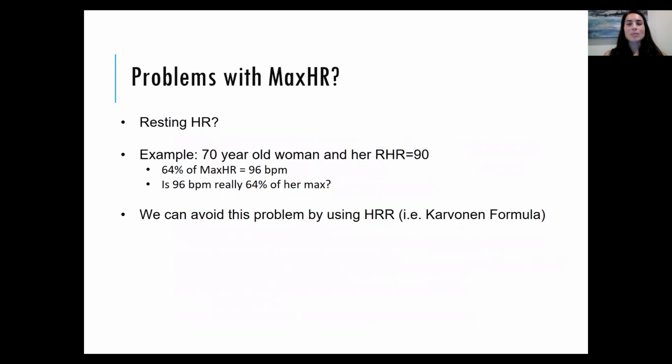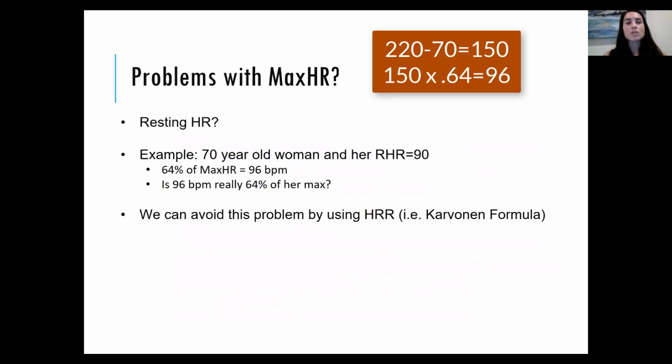So say you're working with someone who's 70 years old and her heart rate is 90 beats per minute. Well, if you were to use that standard percent max heart rate method, you would take her max heart rate, which is typically 220 minus 70, as an estimation, and multiply that by 64%. What we'd find is that's 96 beats per minute. So 64% of 220 minus her age, which is 70, is 96 beats per minute.